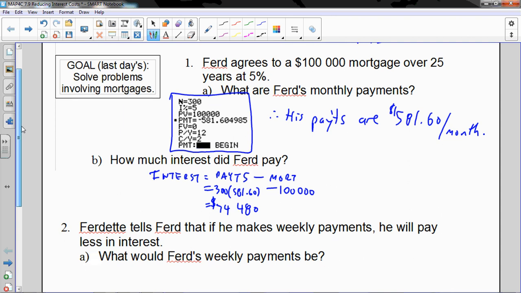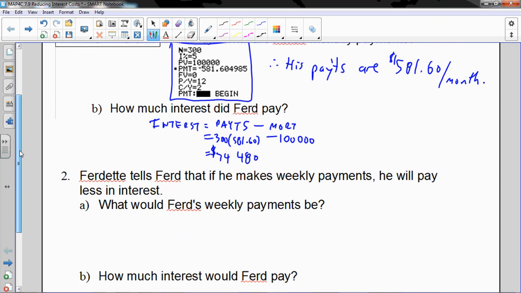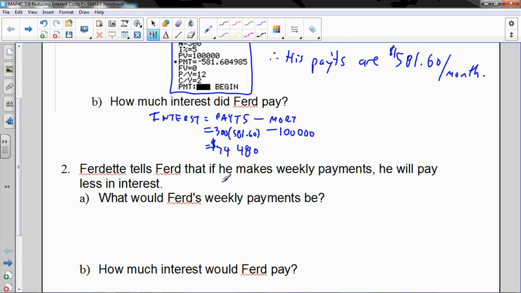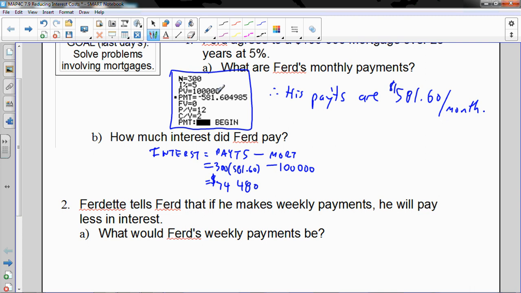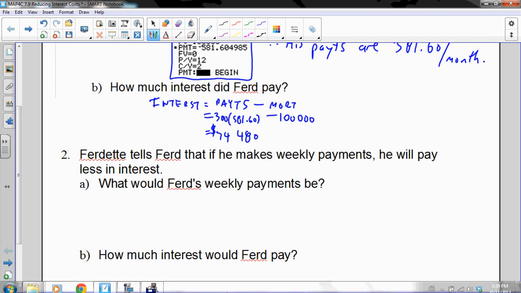Part 2, FERDette. That's FERD's sister, smarter, sort of more with it than FERD. Tells FERD that if he makes weekly payments, he will pay less interest. So what FERDette is suggesting is that instead of paying monthly payments, pay weekly payments. That's a way to save interest. What would FERD's weekly payments be?